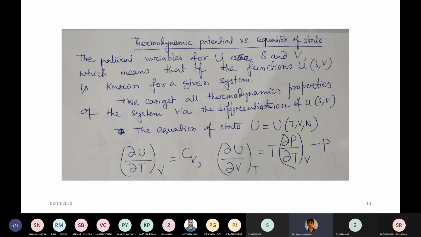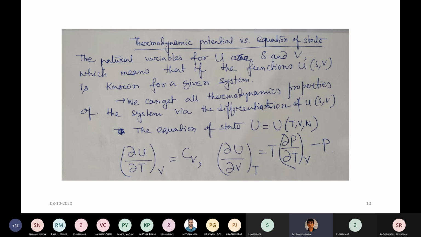Here is another simple concept I want to introduce, that is the response function. What is this? A response function can be obtained by second order differentiation of internal energy. If you go for del square U by del S square, because U is a function of V, S and N, at constant volume and number of particles, then you can write del T by del S at constant volume and number of particles, which is equal to T by CV.